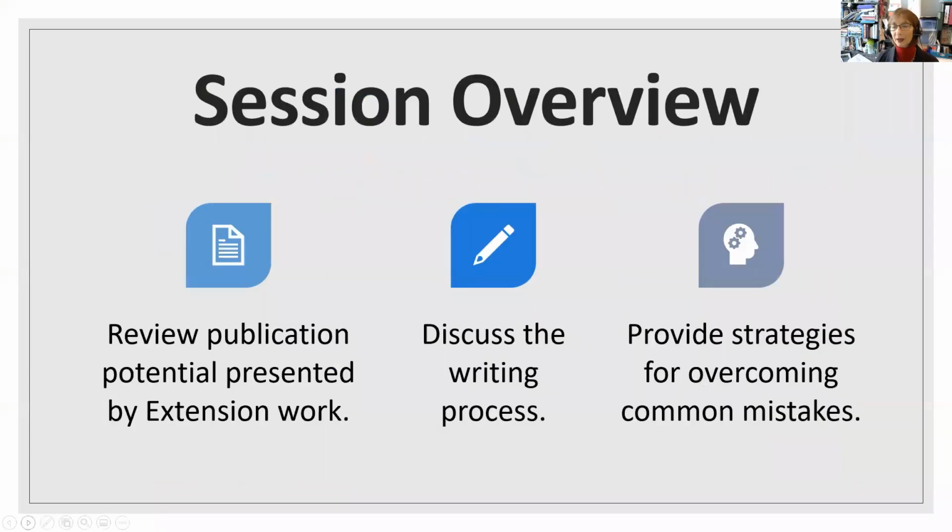So, an overview of what we'll cover today, a couple of objectives. We're going to review publication potential presented by extension work, discuss the writing process, and provide strategies for overcoming some common mistakes. What I will not cover is what happens once you submit a manuscript. Time-wise, I think we could do a whole separate webinar on that. But I will mention things about what reviewers are looking for, but the actual manuscript submission process is beyond the scope of what we can handle today. The goal is to get you writing a manuscript, and the rest comes after that.